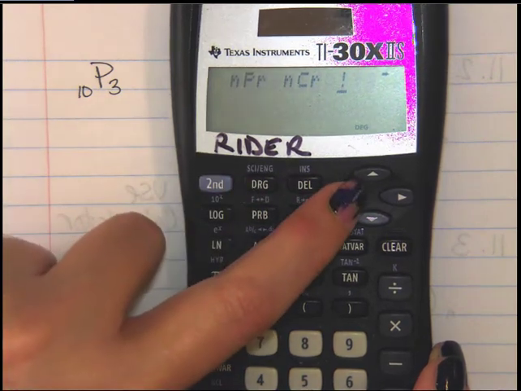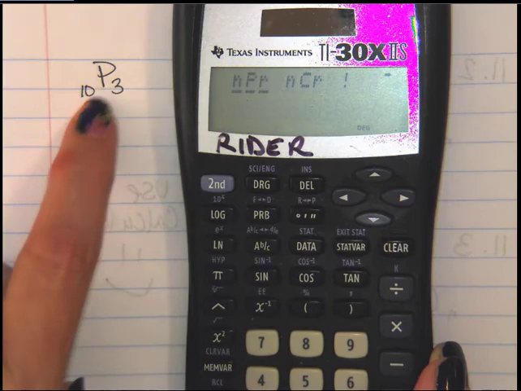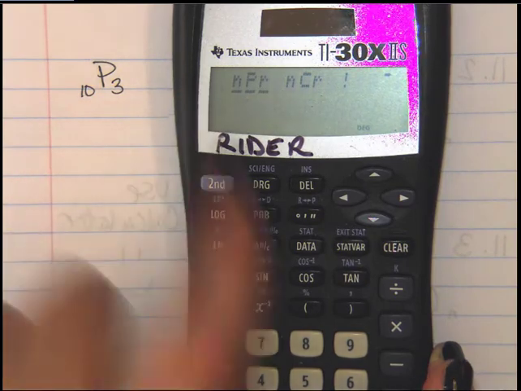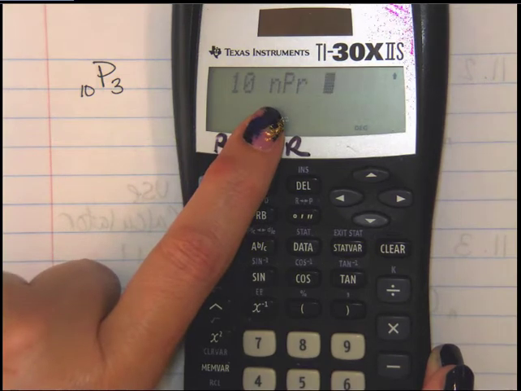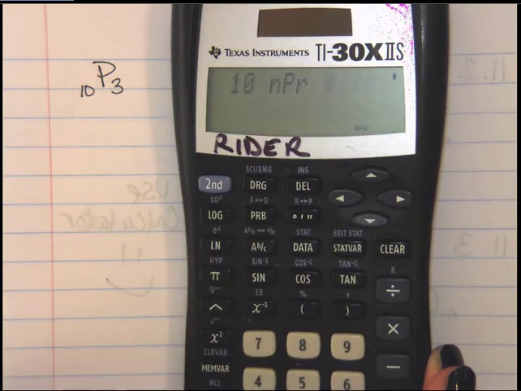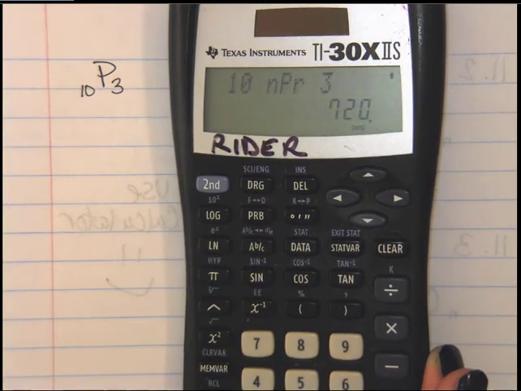For the 10, the permutation of 10 choose 3, I'm going to hit this guy. So now I've got the 10 in there, my nPr, and now I have to type in the value of r, which is 3, and hit enter, and there's my answer.